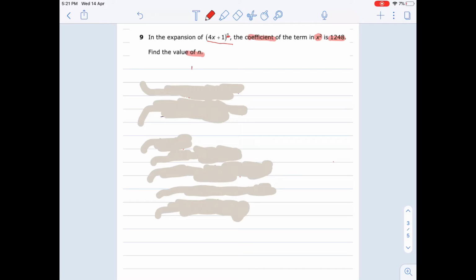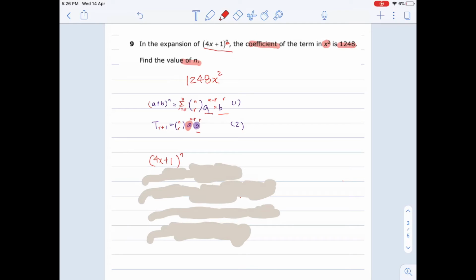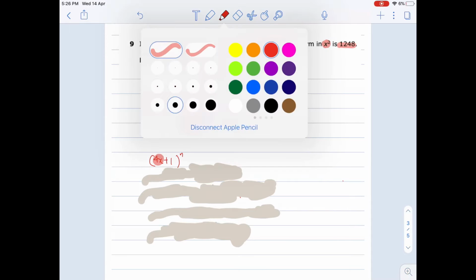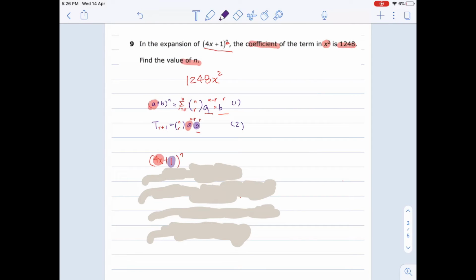So the coefficient of x squared is 1248. So the term itself is 1248 times x squared, yeah? Here are the two equations that we'll be dealing with. The key in here is to map 4x + 1 to a + b. So a, as you can see, is 4x and b is 1. Yeah?